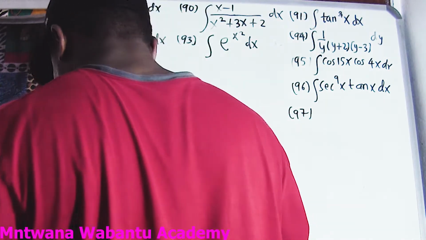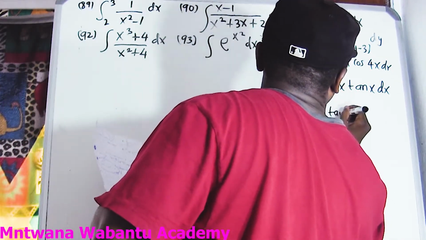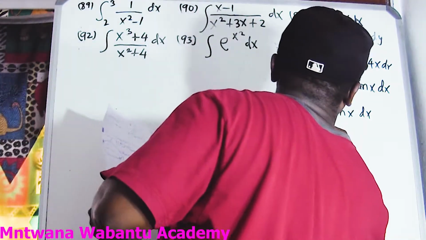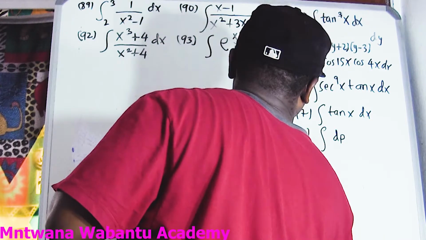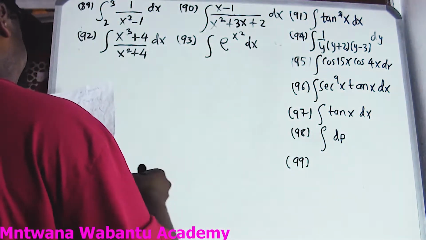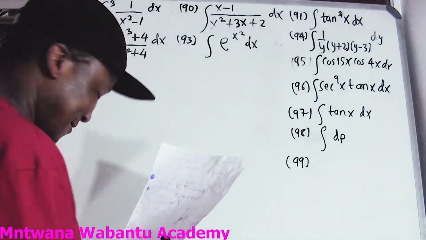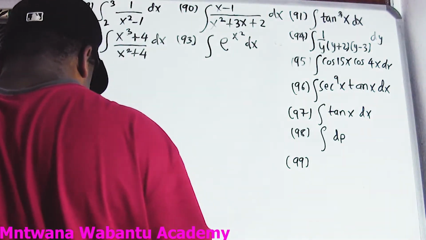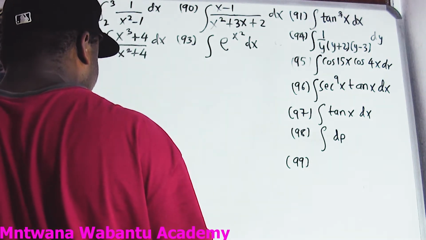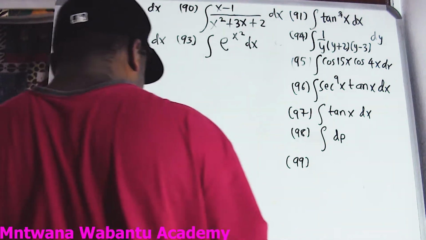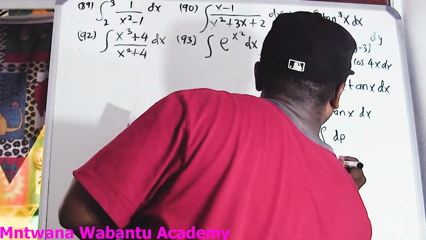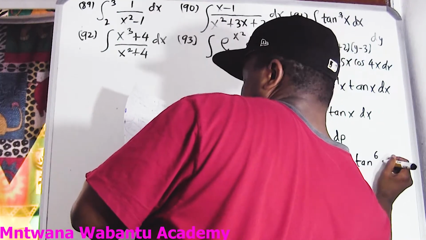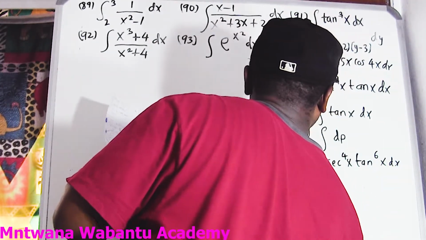97: integral of tan x. 98: integral of dp. Number 99. You must be laughing when you see that. Okay, and then there's another one: integral of sec 4x, 10 power x, and then x dx, 100.